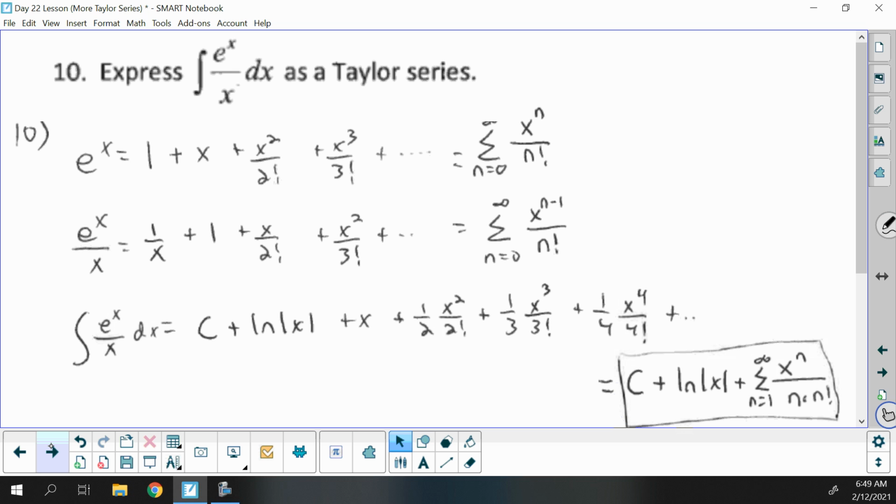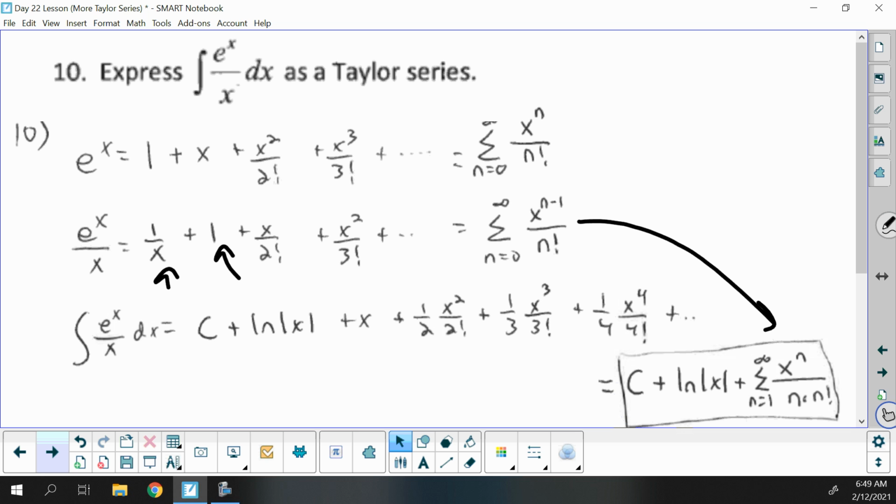We want to do the antiderivative. So we will have a c plus, 1 over x is natural log absolute value of x. This is just x. Here we have x squared and then a 1/2 out front. So here's an example of one where you have to be a little bit careful. If you do just this antiderivative, you do get this. You get x to the n over n times n factorial.